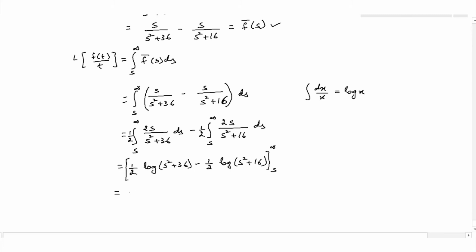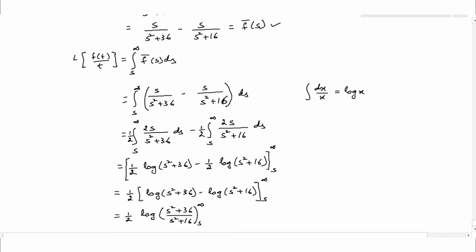Let us take half common outside and rewrite that as log of s square plus 36 minus log of s square plus 16. Limit values are from s to infinity. This is in the form of log m minus log n, which will be log m by n form. So it is log of s square plus 36 divided by s square plus 16. Limit values are s to infinity.